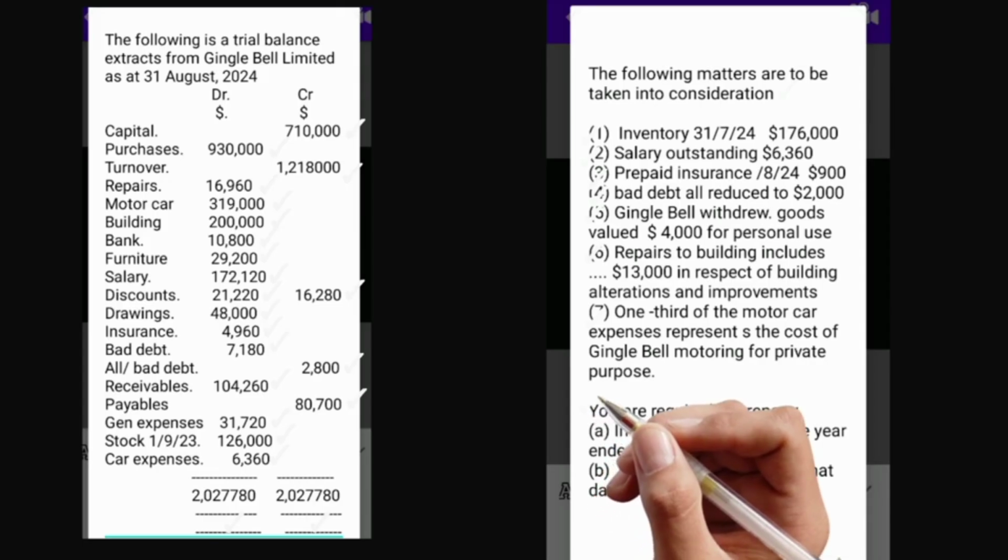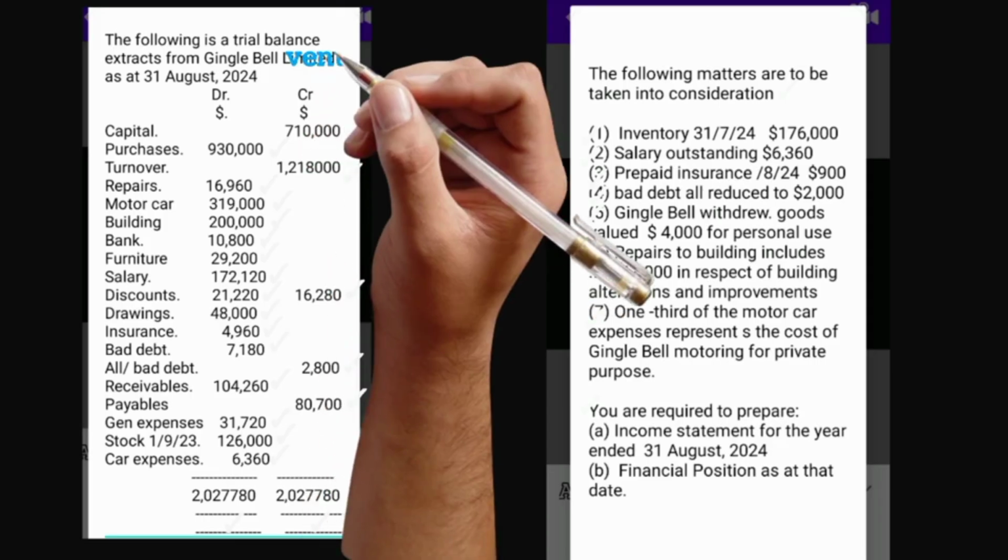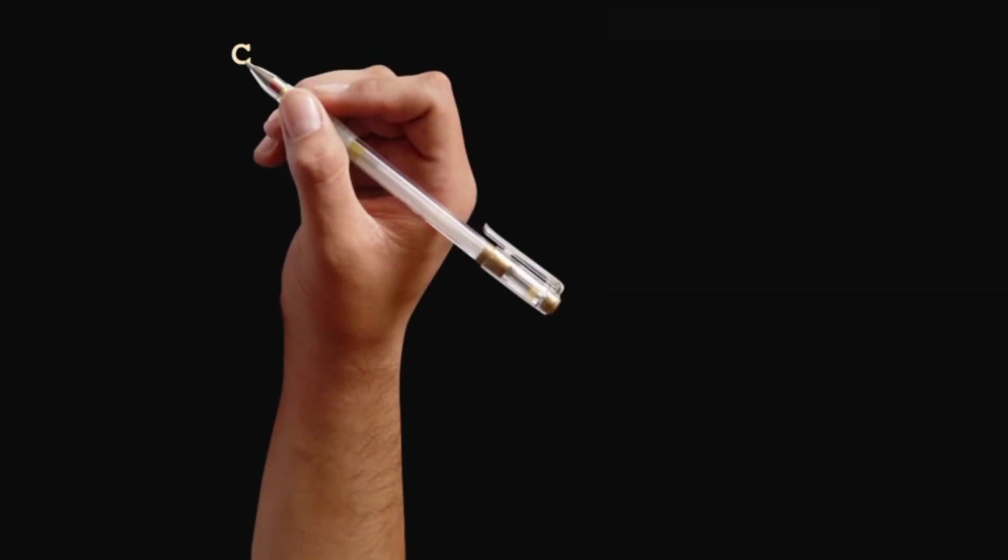7. One third of motor car expenses represents the cost of Gingle Bell's motoring for private purpose. You are required to prepare A. Income statement for the year ended 31st August 2024. B. A statement of financial position as at that date. So these are the adjustments. As we know, all adjustments are treated twice. So let us go.